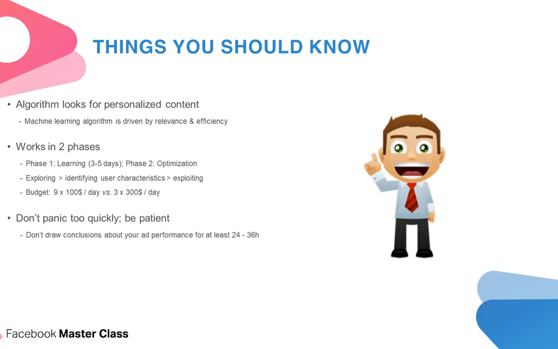Number 3, don't panic too quickly. Be patient. Don't draw conclusions about your ad performance for at least 24 to 36 hours from when your ad goes live. The algorithm needs to go through the exploration phase and gather data, as we saw before, but there's one exception to that rule. If you see that your campaign or ad set or ad sucks, so let's say you're getting $3 clicks, and that's unusual if you compare that campaign to previous campaigns that you ran, then you can turn off your ad set or ad faster. But if your metrics are only slightly off, then I recommend you wait.